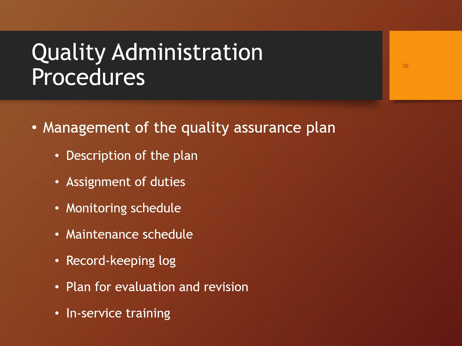Okay, so the management of the quality assurance plan, that's basically all the office is really required to have, is that they need to have a plan. The plan needs to include the description of the plan. It needs to figure out who's assigned which duties, a monitoring schedule, a maintenance schedule, a record keeping log, the plan for evaluation and revision, and in-service training. The copy of the quality assurance plan should be made available to all staff members. Each staff member needs to be able to participate in the quality assurance program, and periodic in-service training for all staff members is also recommended as a part of quality assurance procedures.